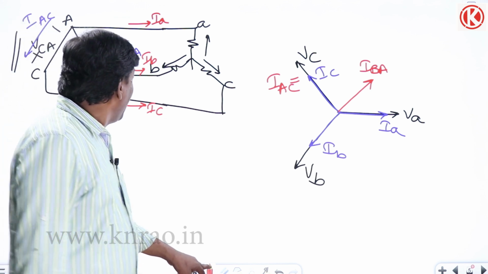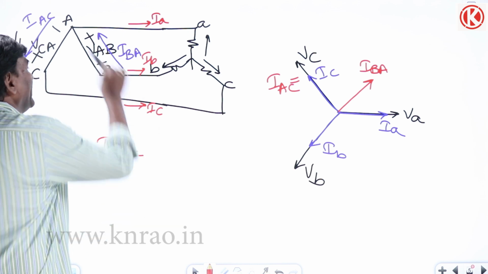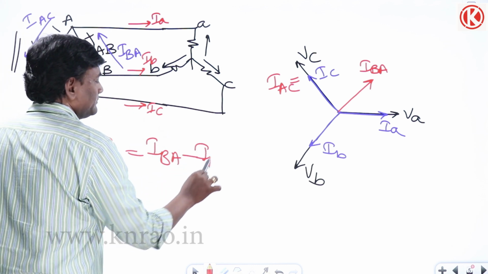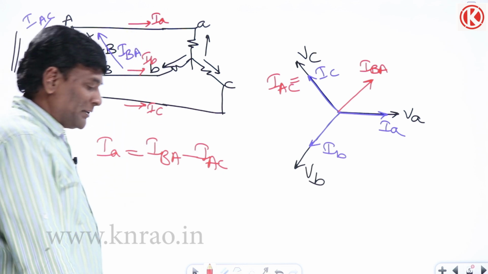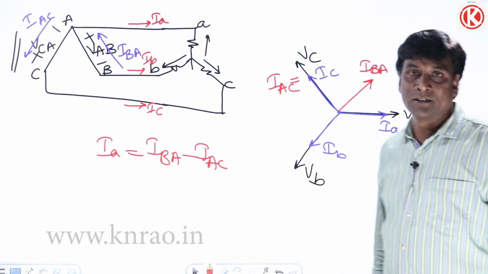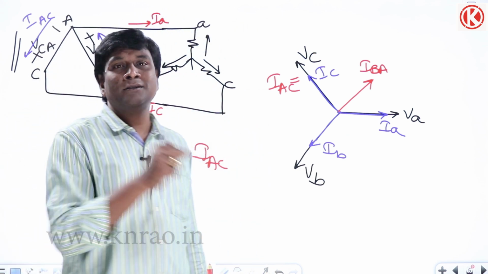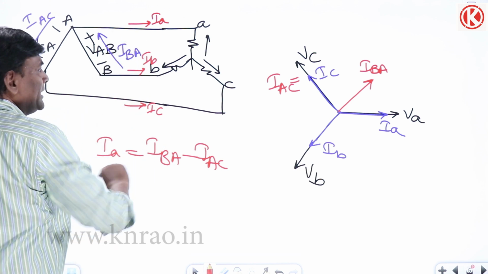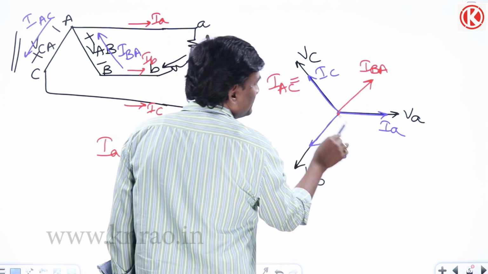Now let me try to calculate IA. IA is going to be the entering current IBA minus the leaving current IAC. Let us see whether the magnitudes are the same, and whether the 120 degree displacement is maintained or not in the open delta connection. Frankly speaking, because of only this, people don't exactly grasp the open delta connection. Now let us see: IA equals IBA minus IAC.